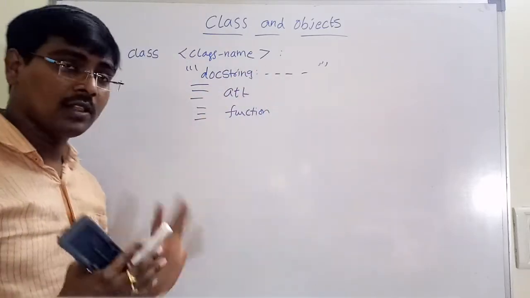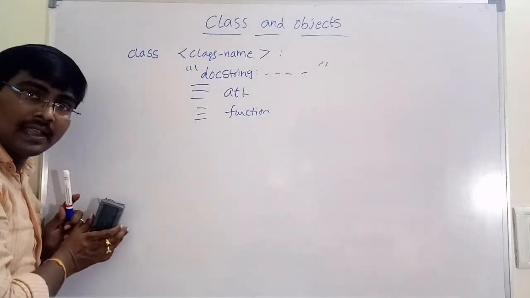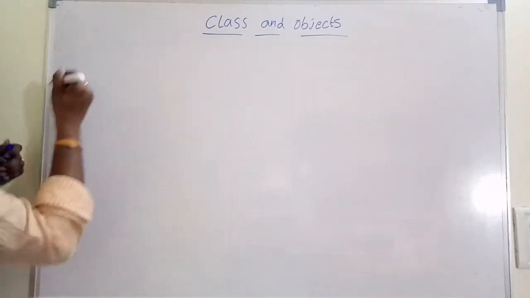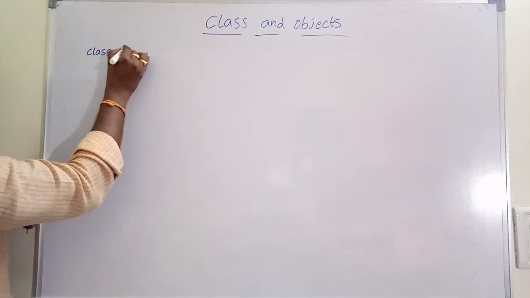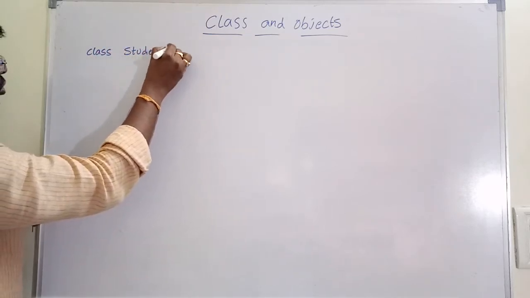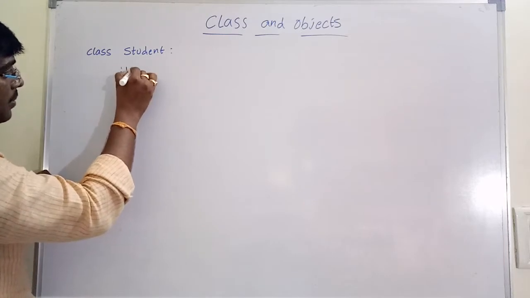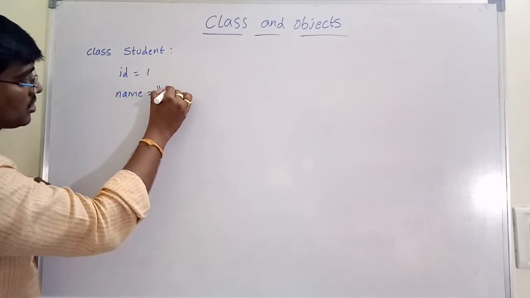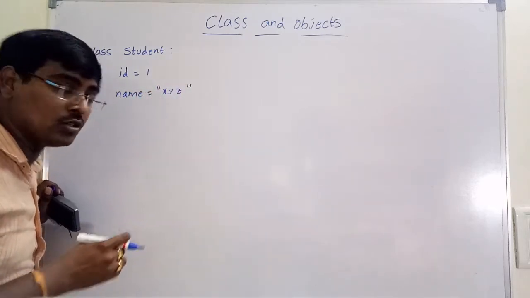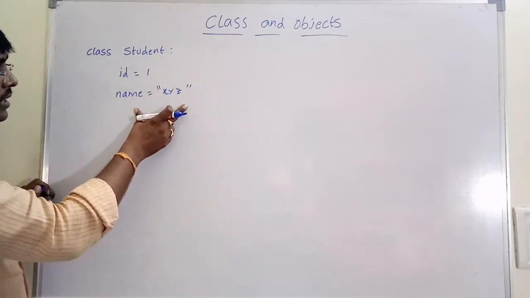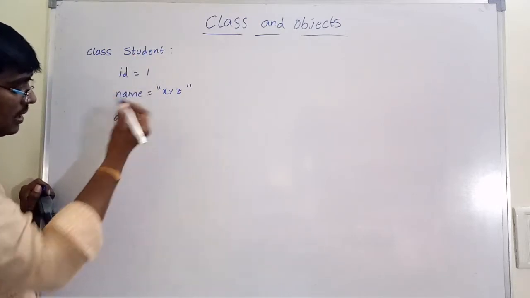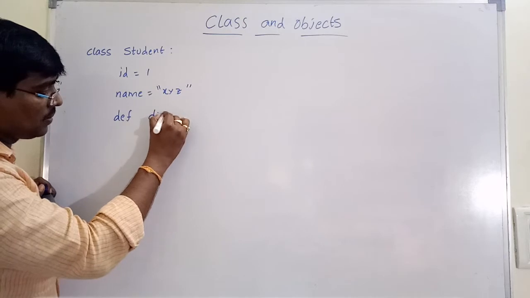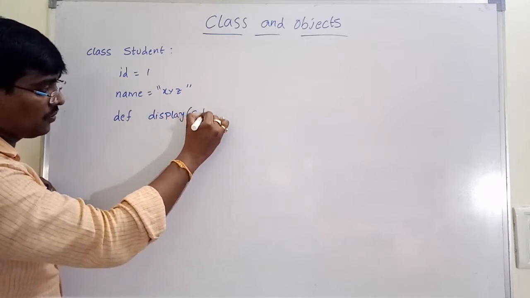So we will show this with an example. This is the way to create a class. Now consider an example of class creation. Create a class student with some parameters. Suppose ID is equal to 1 and name is equal to XYZ. I am creating two attributes, ID equal to 1 and name equal to XYZ, and within the class I am defining a method. You already know how to create a function using def. Suppose the function name is display of self.